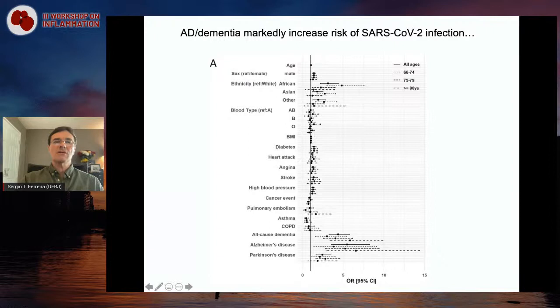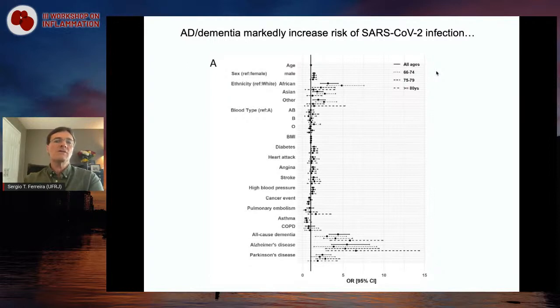And all the other disorders that we looked at had very little effect or impact on the risk of COVID infection. However, when we looked at dementia, and in particular Alzheimer's disease, we found a very large increase, a six-fold increase in risk in Alzheimer's disease for infection by SARS-CoV-2. And then, of course, one of the reasons that could be behind this is that people with Alzheimer's disease, especially those with more advanced forms of the disease, need to have caretakers, or they live in long-term homes, long-term residences, and therefore that might increase the risk of infection.